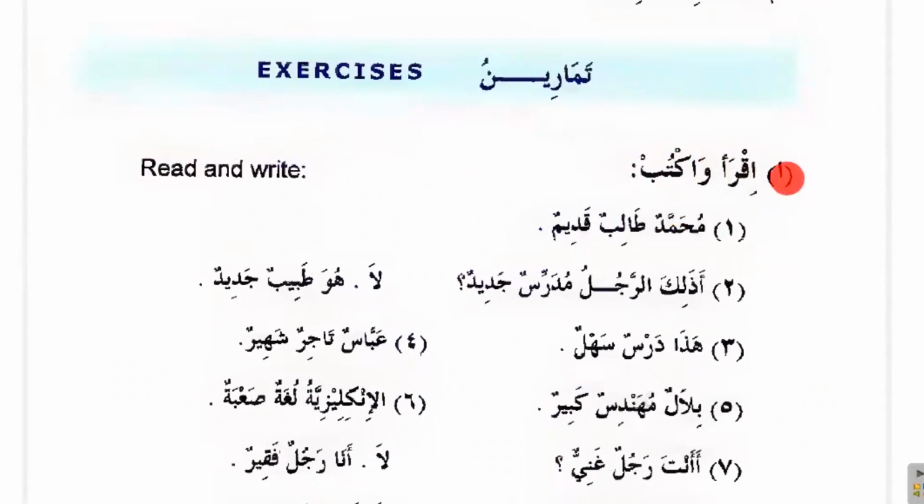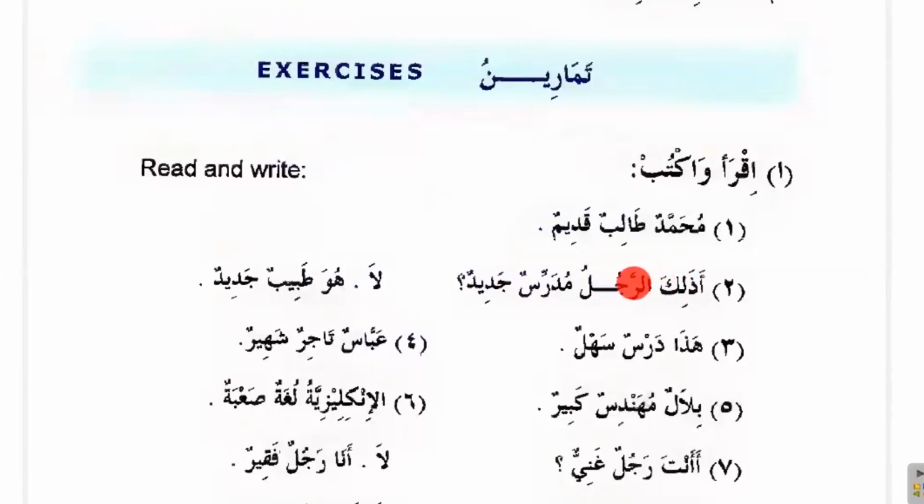Iqra' waktub. So they have read that right. Muhammadun talibun qadimun. Muhammad is an old student. Qadimun means old. Muhammadun talibun qadimun. So na'at man'ut. Dhalika rajul mudarrisun jadidun, is that man... Yes, is that man. Dhalika rajul. So this is what?